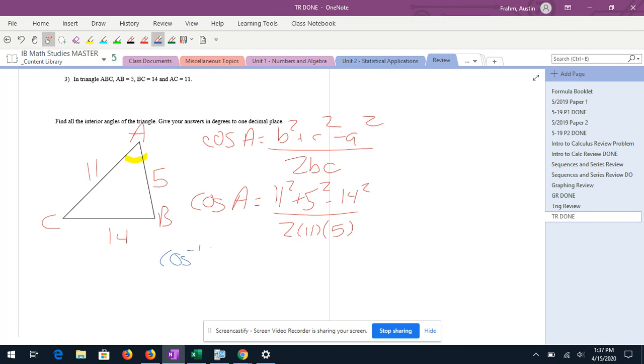Now, just like the previous problem number 2, we still need to get A by itself by taking the inverse cosine of both sides. That will get us angle A by itself. So we need to take the inverse cosine of all of that stuff.